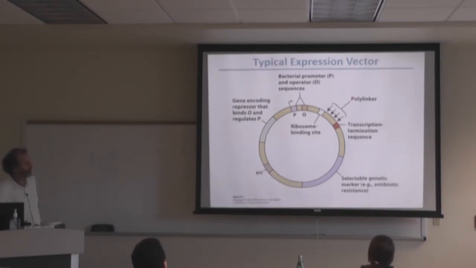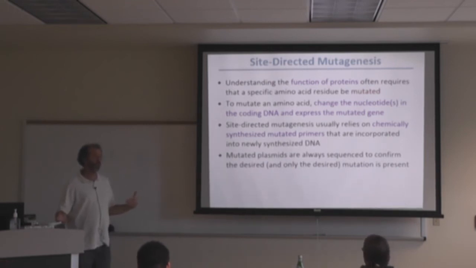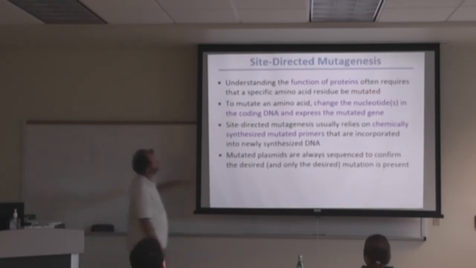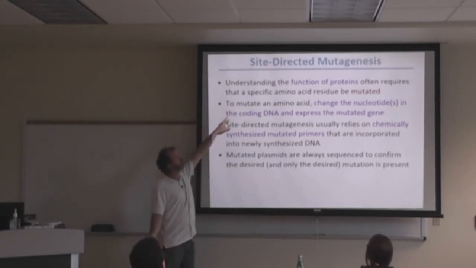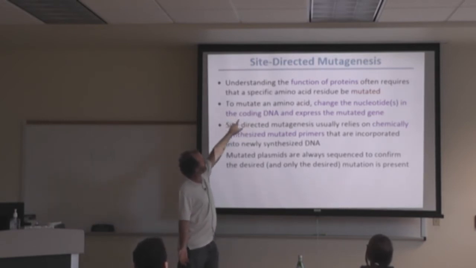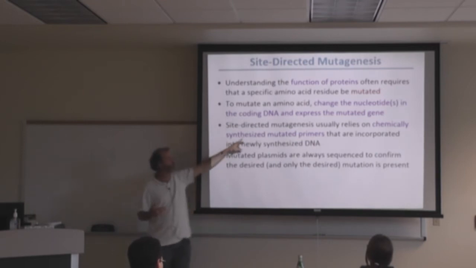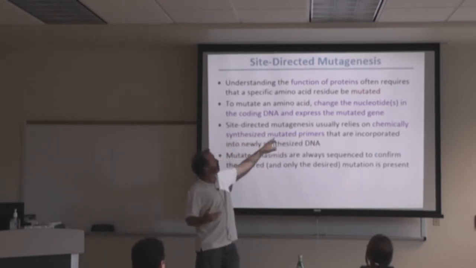Another technique used in modern molecular biology is site-directed mutagenesis. If you want to understand the function of proteins, one of the great tools is to be able to change the structure of those proteins by doing a single amino acid substitution. You can determine which residues are important for an enzyme or for binding to their respective binding partners, and you can test this by doing site-directed mutagenesis. To mutate an amino acid, you have to change the nucleotide or nucleotides coding for it in the DNA that expresses that gene. Site-directed mutagenesis normally uses chemically synthesized mutated primers.